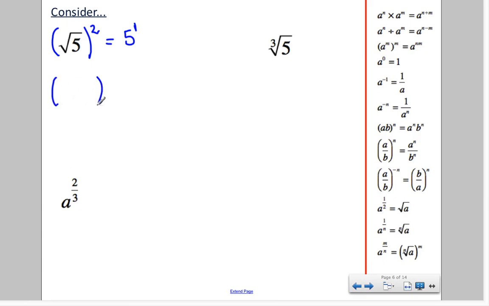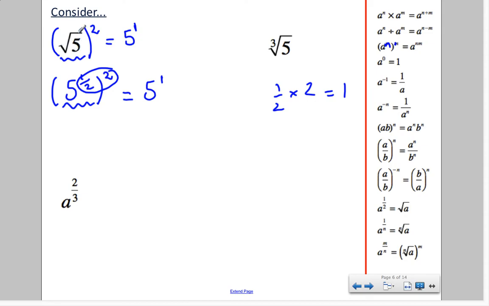Now, let's consider, for example, something that looks like this: 5 to the power of a half. And let's see what happens when we square that. Well, if we use this rule here, it says a to the n, to the m, is a to the nm. So that says I can multiply those two things together. Now, a half times 2 is 1. So that gives the same as 5 to the 1. So can you see how square root of 5 is actually the same as 5 to the half?